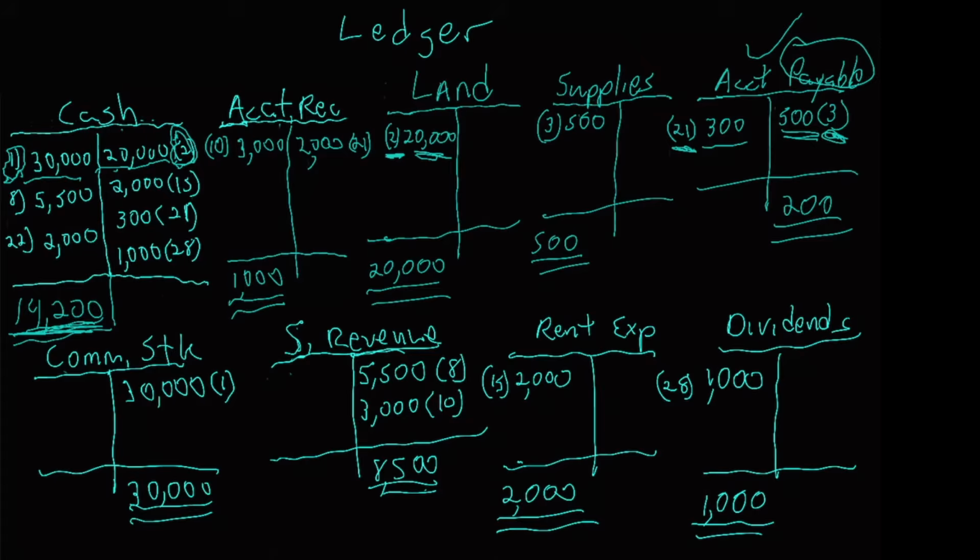And so what happened on the 3rd was our liabilities went up for $500. And on the 21st, we made a payment on the liabilities. That's why we debited for $300. So how do we calculate the ending balances?